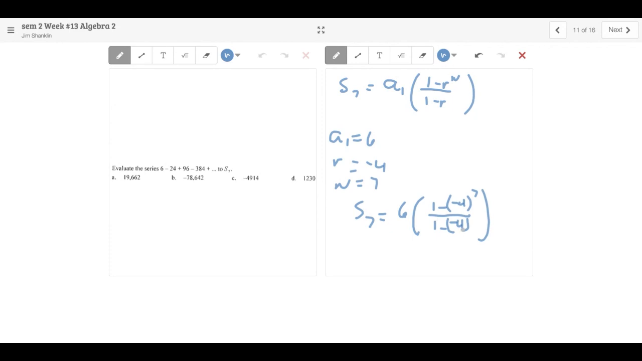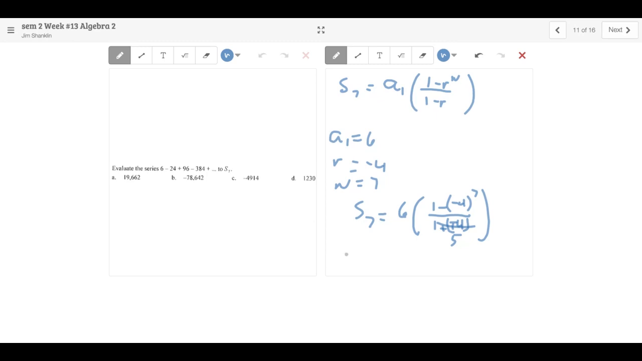Okay. 1 minus negative 4, that's going to be 5 on the bottom, right? So that's going to be 5. And then I would definitely do this in the calculator, because that is going to be a pretty big number. So 1 minus, and then I'm going to put that in parentheses, negative 4 raised to the 7th power.